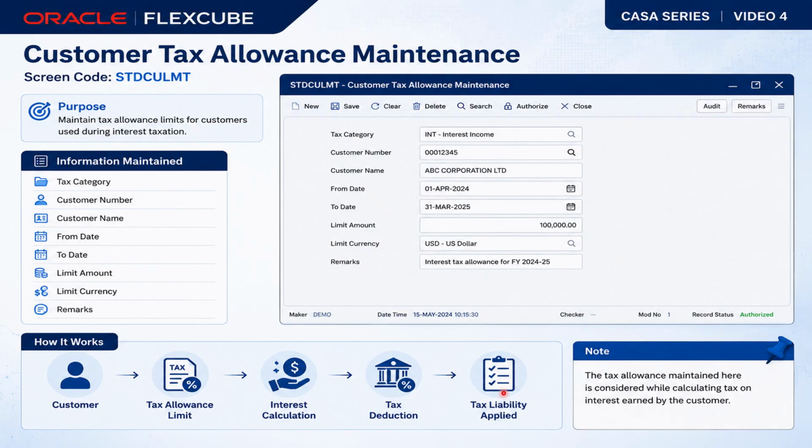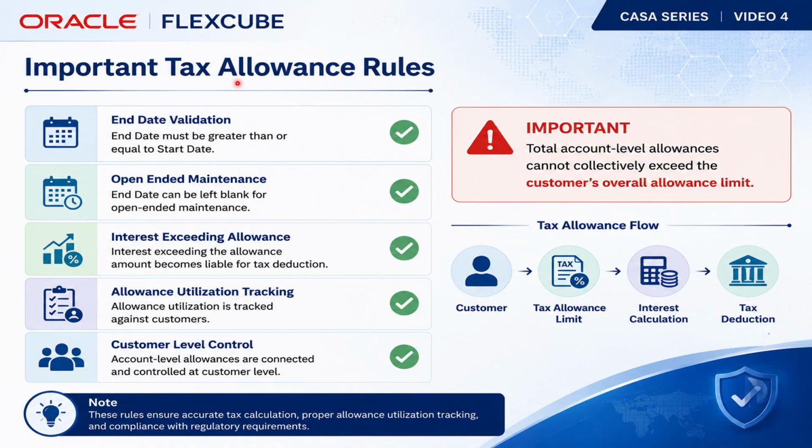Important tax allowance rules. Oracle FLEXCUBE enforces several business rules while maintaining tax allowances. The end date must always be greater than or equal to the start date. If the allowance has no expiry date, the end date can be left blank. Whenever customer interest exceeds the defined allowance amount, the excess becomes eligible for tax deduction. The system continuously tracks allowance utilization. It also validates that the combined allowance assigned to customer accounts never exceeds the customer's overall tax allowance limit.